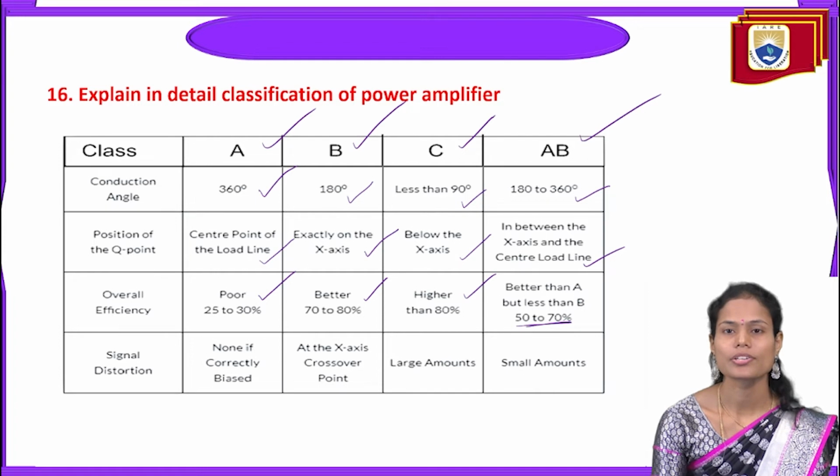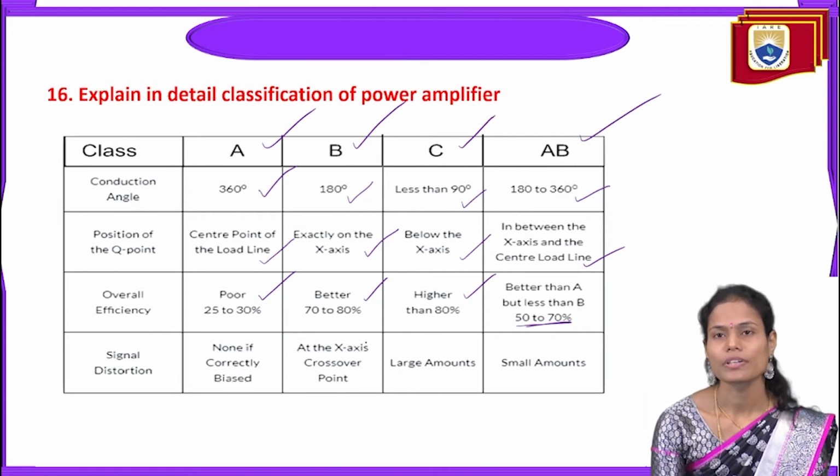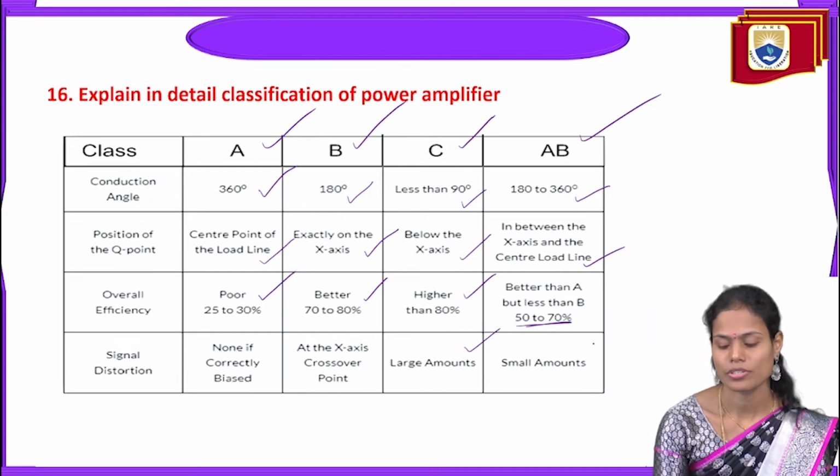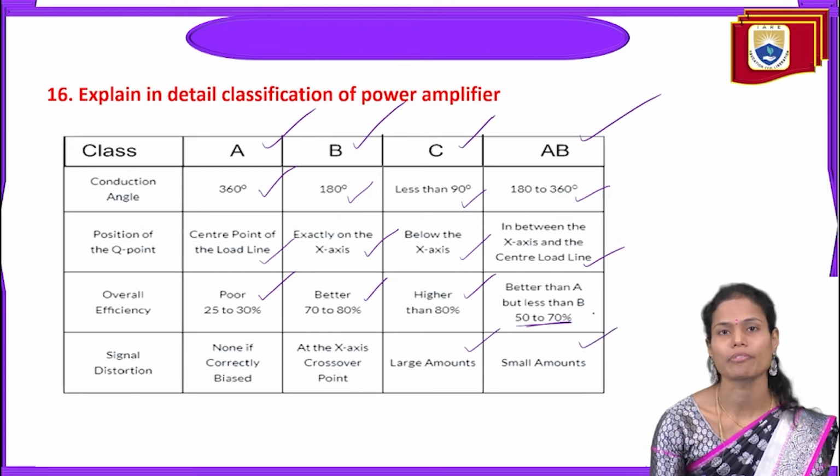And the signal distortion we may expect very less in the case of class A amplifier if we bias properly, and crossover distortion we can expect in the class B power amplifier, and a large amount of signal distortion we can expect in the class C, and very less amount of distortion we can expect in the class AB power amplifier. So each and every comparison we need to explain in detail in this given question.